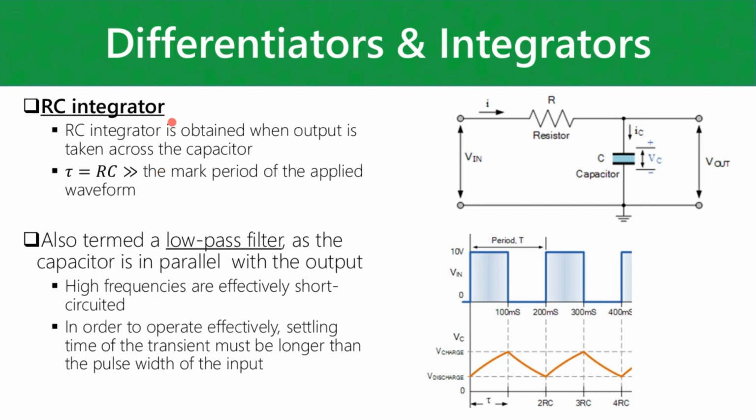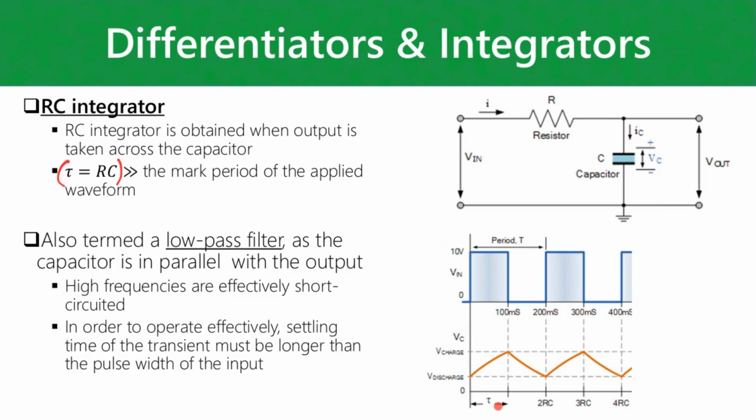You can also make an RC integrator using the RC circuit, but instead of taking the output across the resistor, we take it across the capacitor. This circuit is then designed so that we have a time constant much bigger than the period of the applied waveform. So this is the opposite of the differentiator.